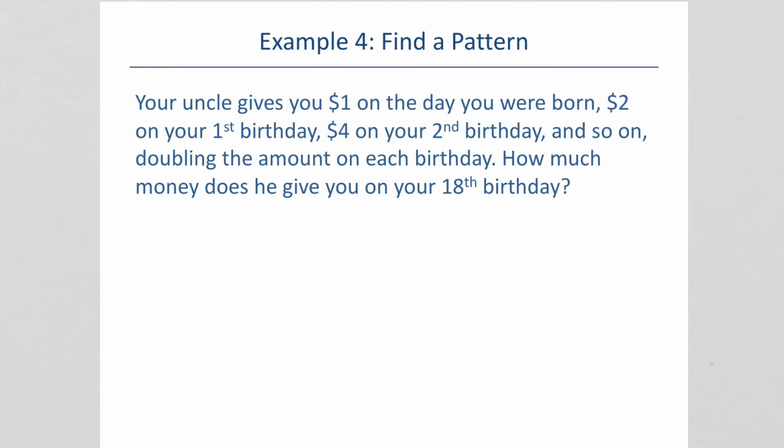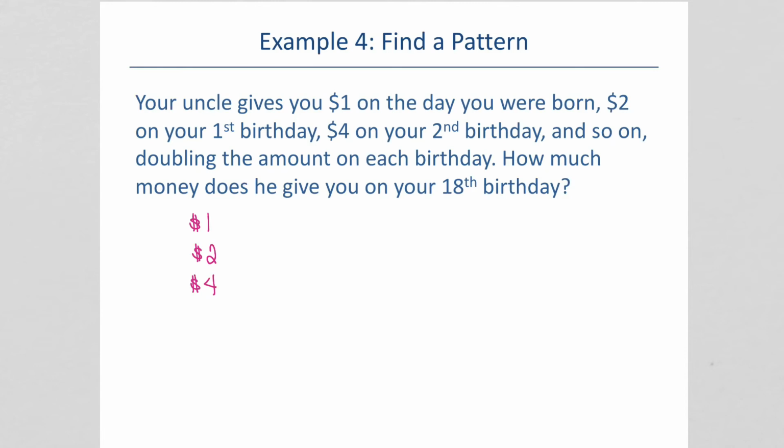Your uncle gives you $1 on the day you're born, $2 on your first birthday, $4 on your second birthday, and so on, doubling the amount on each birthday. How much money does he give you on your 18th? So let's look for a pattern. First, he gives you $1. The next year, he gives you $2. The next year, he gives you $4. Do you see a pattern here yet? Well, we're not adding 2 each time. We're not adding 1 each time.